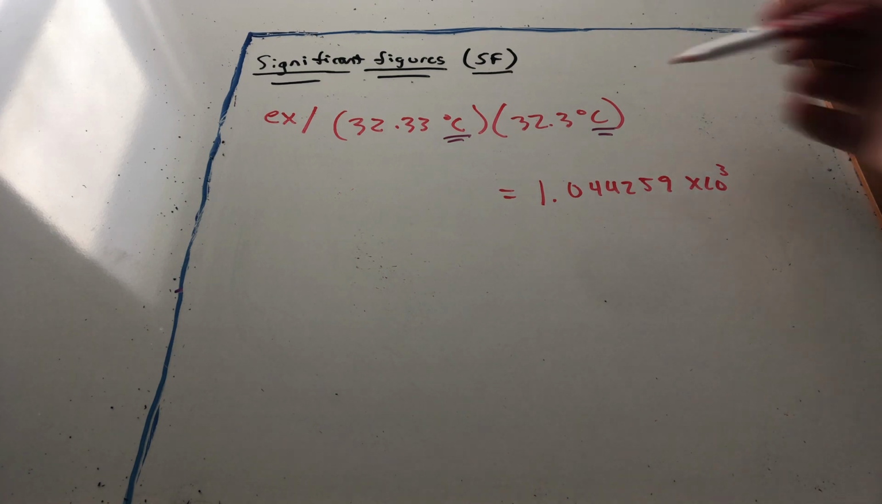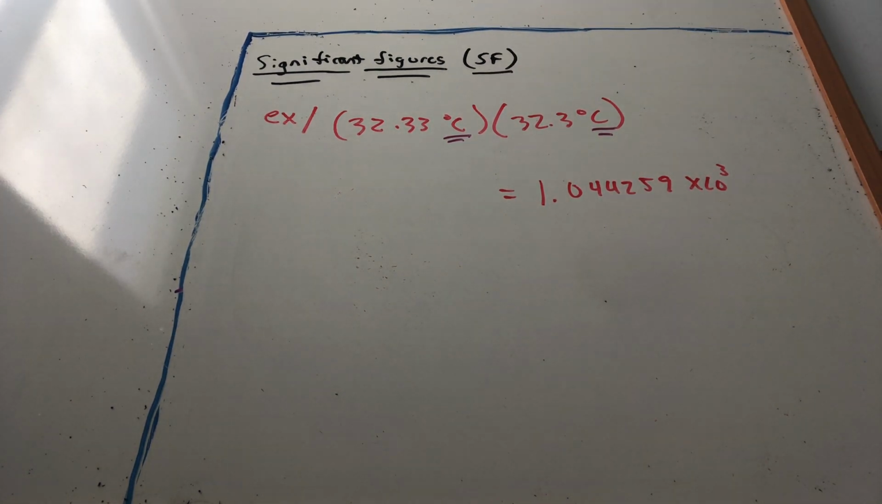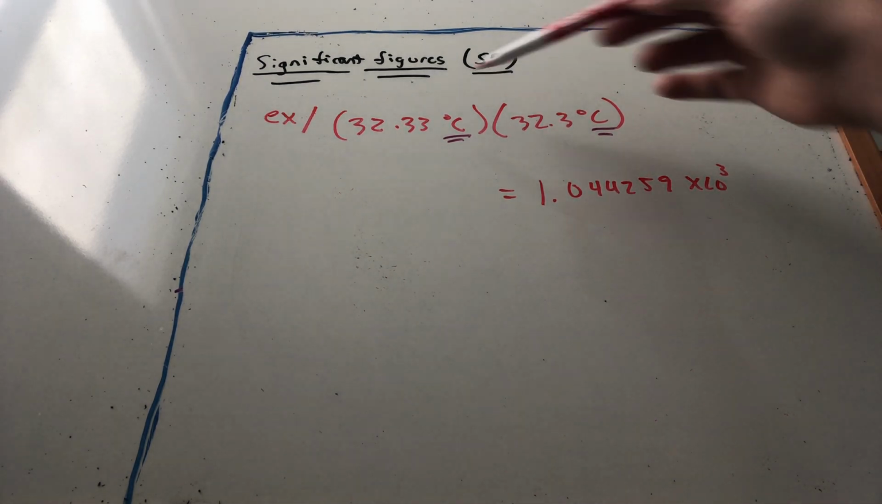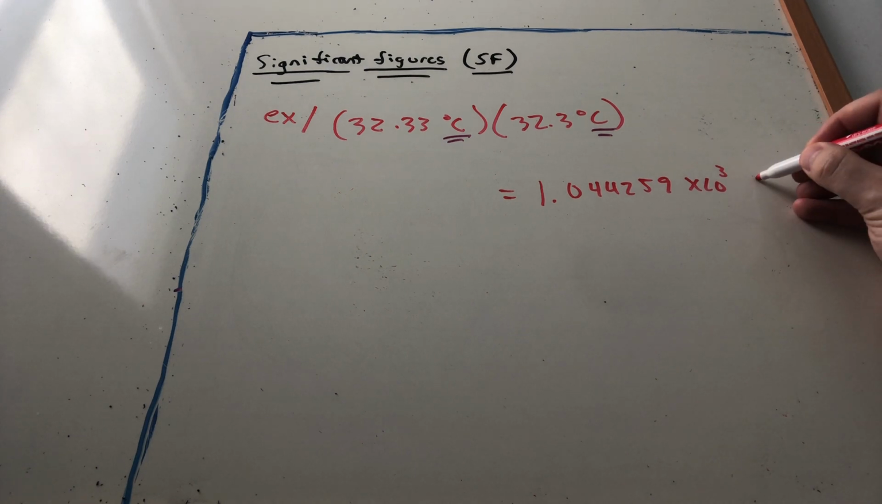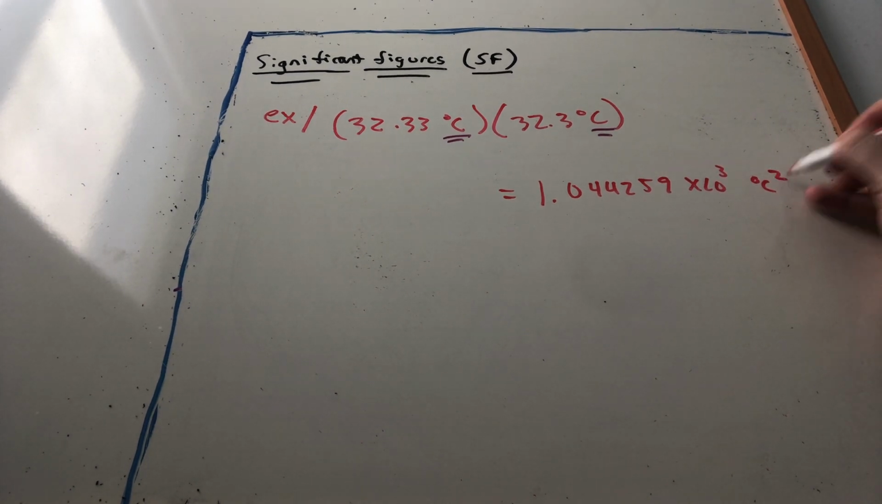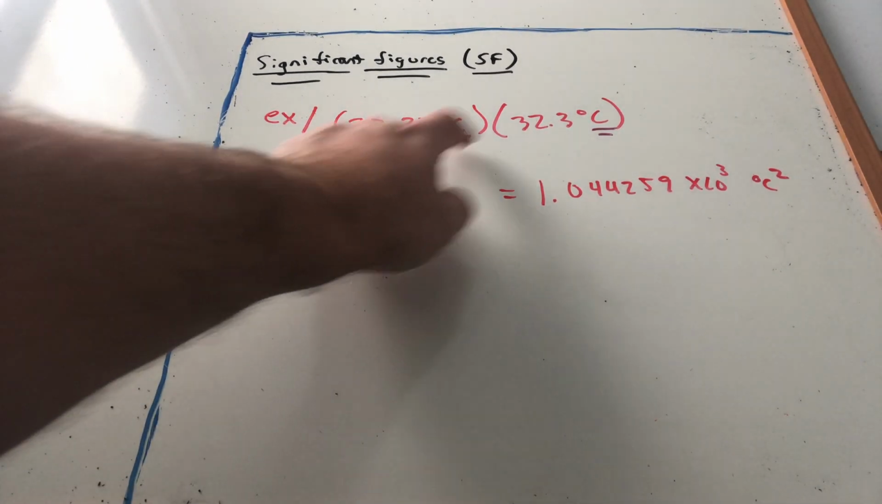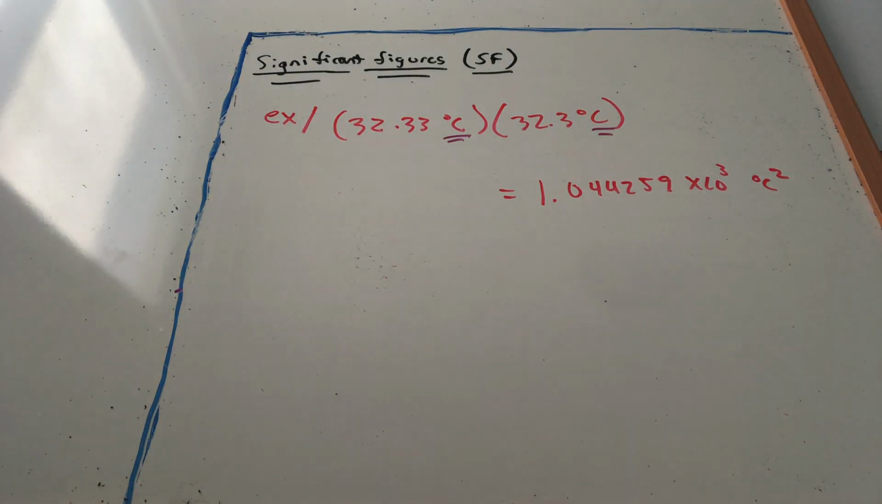Let's do units first. Units are variables, right? If I take a variable and I multiply it by itself, essentially what I've done is squared that variable. If I have an x times an x, what do I get? I get an x squared. So for this multiplication, what I would get is degrees Celsius squared. This times this makes it squared.